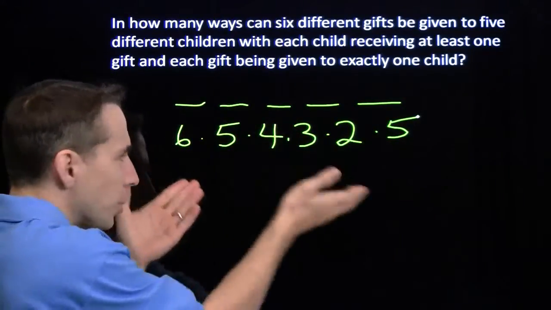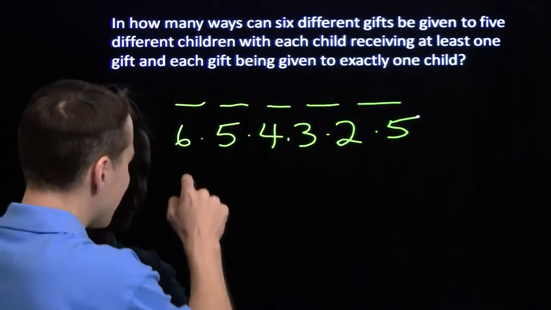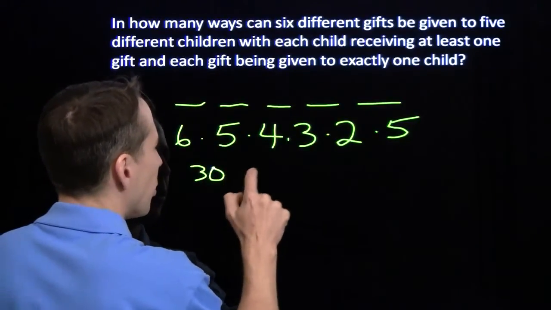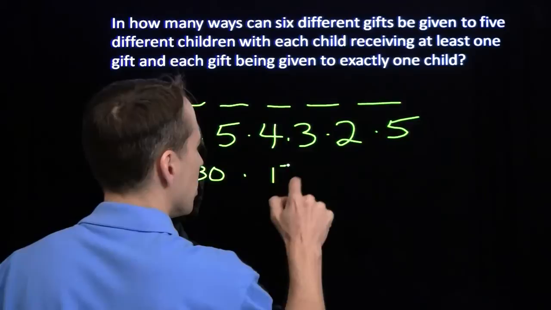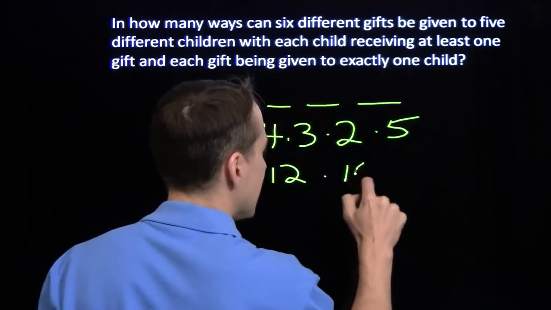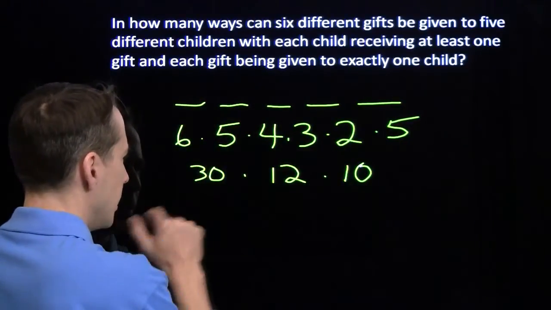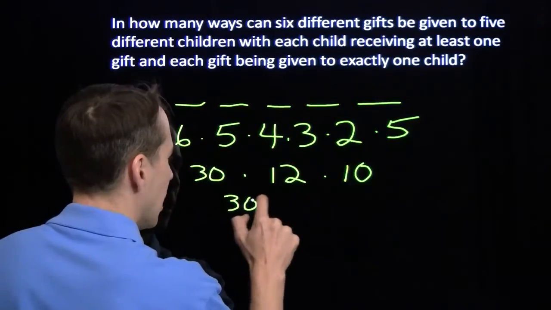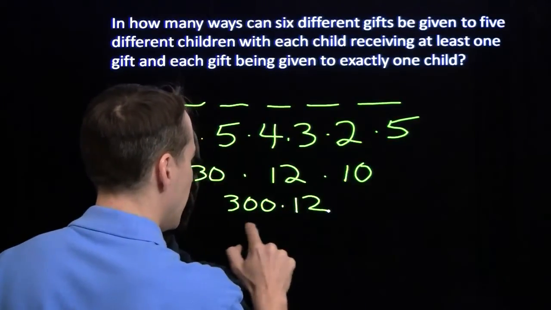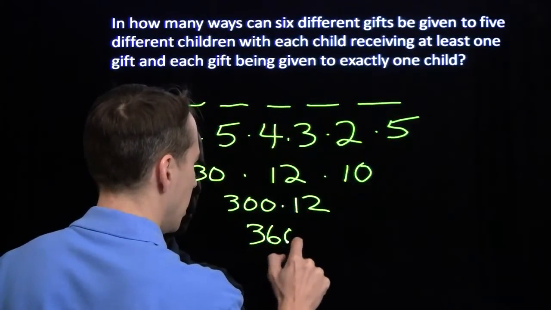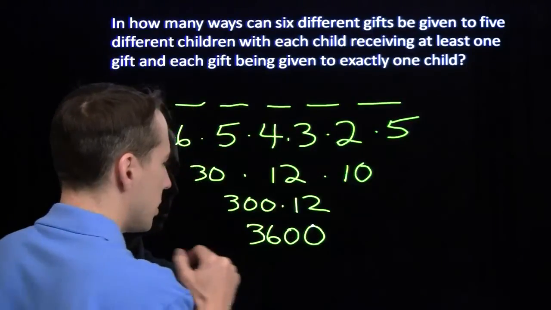All right, so now I can multiply this out. I'm going to be strategic again. 6 times 5 is 30. 4 times 3 is 12. 2 times 5 is 10. So let's see here. 30 times 10 is 300. Times 12 is 3,600.